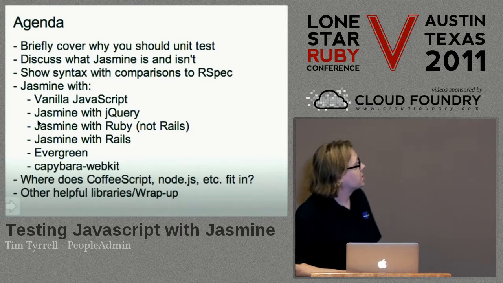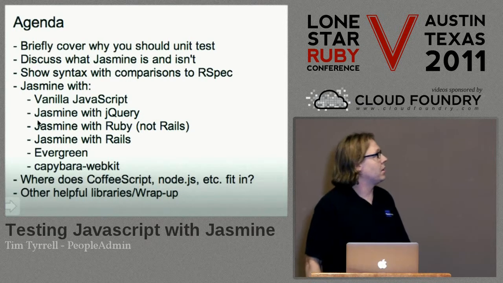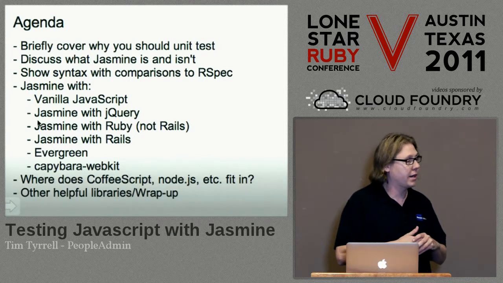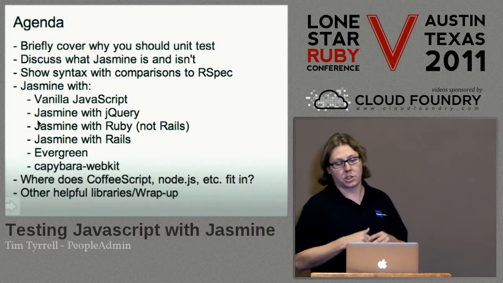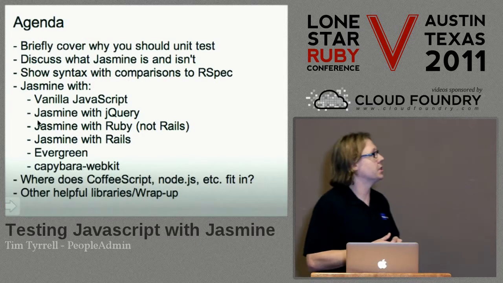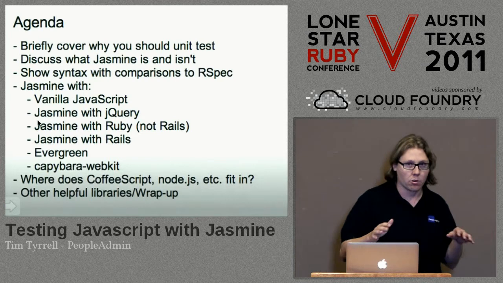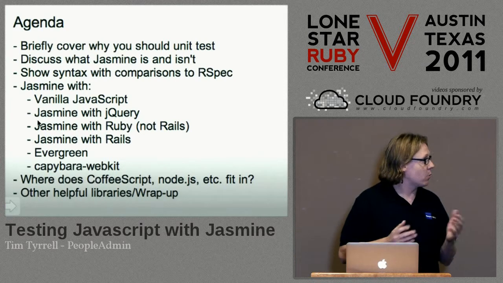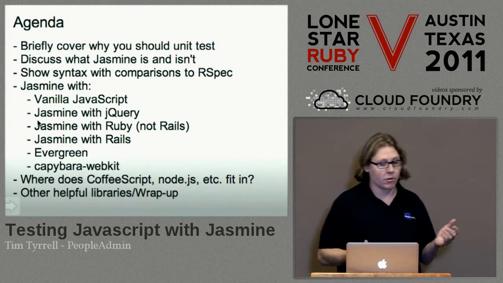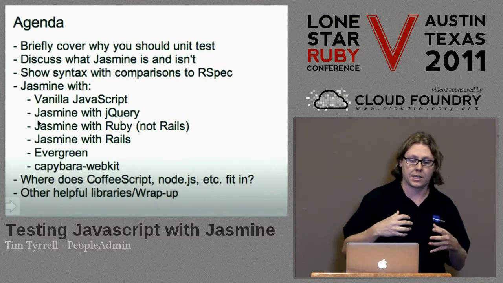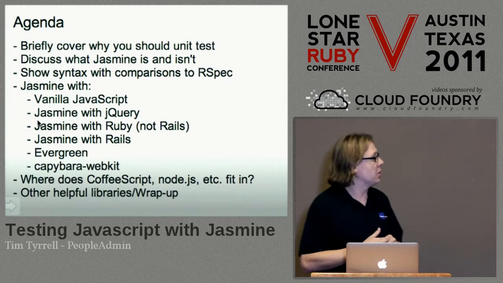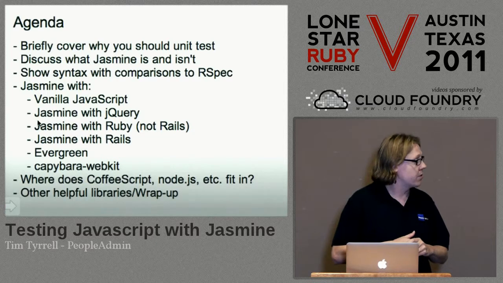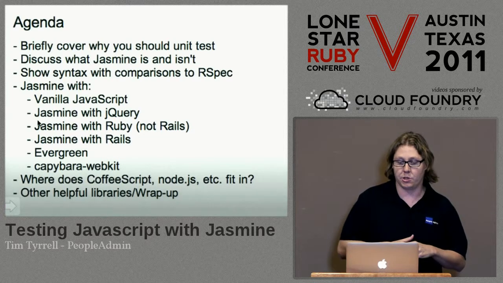As you see, we'll talk about unit testing, talk about what Jasmine is and isn't, show syntax comparisons with RSpec, and then show a bunch of different scenarios where Jasmine can come into play: with plain JavaScript, no Ruby, with testing against jQuery, using Ruby without Rails, with Rails, with Evergreen, which is a really cool gem that kind of packages it all up for you. And then also how you run it headlessly, and what other cool things you can do, like using it with CoffeeScript and how you would do things like that.